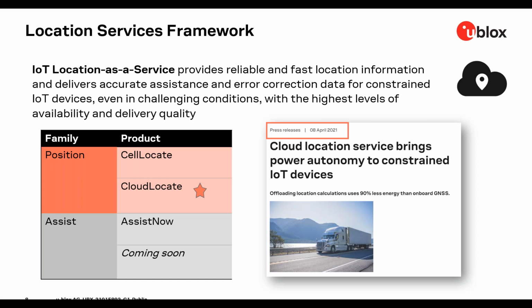Now, within the location services framework, we offer, as I said earlier, two families of products: those that provide a position, a product such as CellLocate, and CloudLocate, which we will talk about today, and those which assist in those services, such as Assist Now and other things we have coming in the near future. For CloudLocate, we recently announced this service. It's fully available on the shelf and ready to go. And so that's what we want to provide more information for you today.